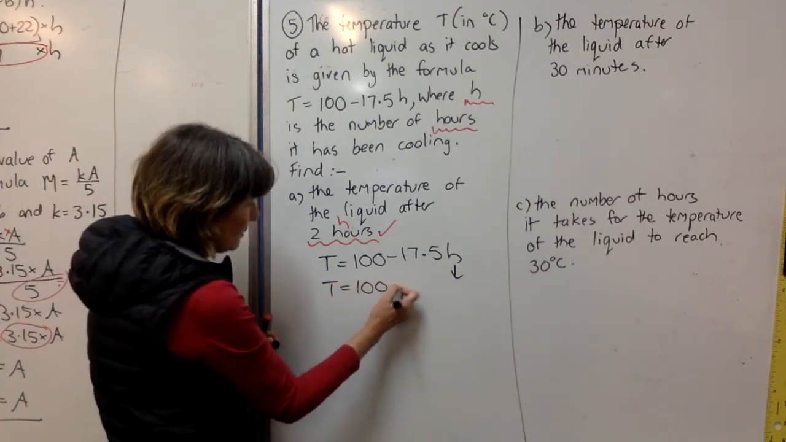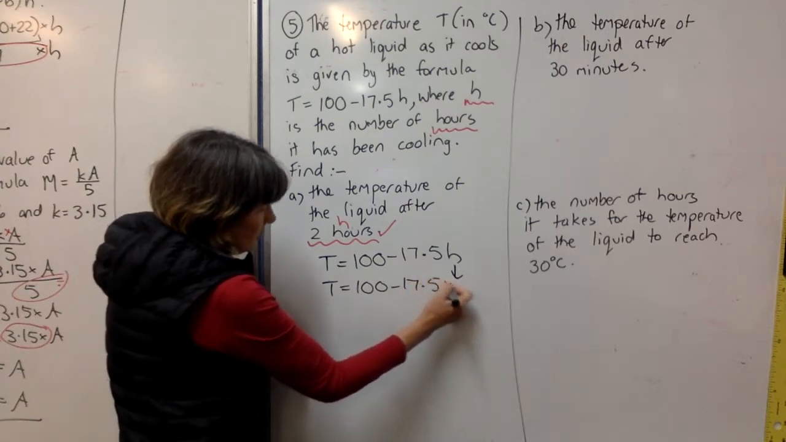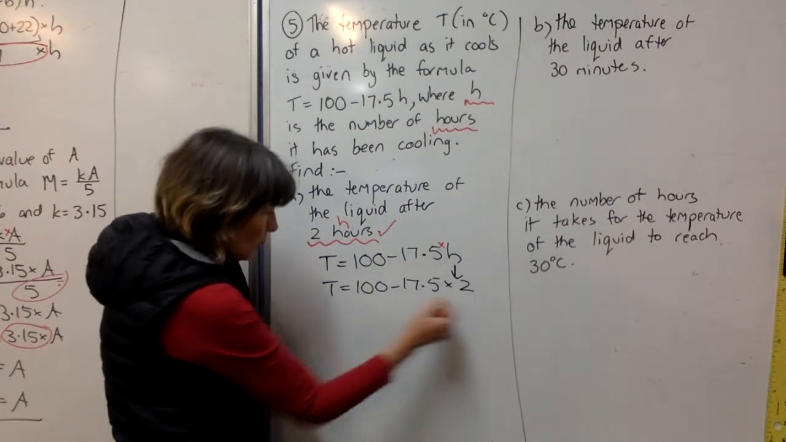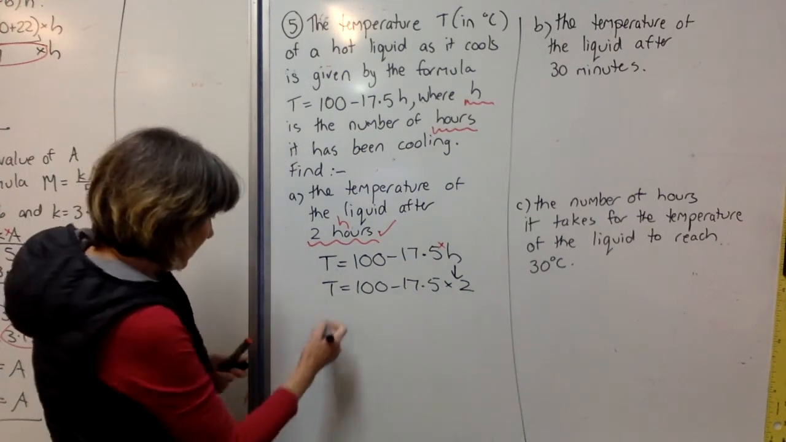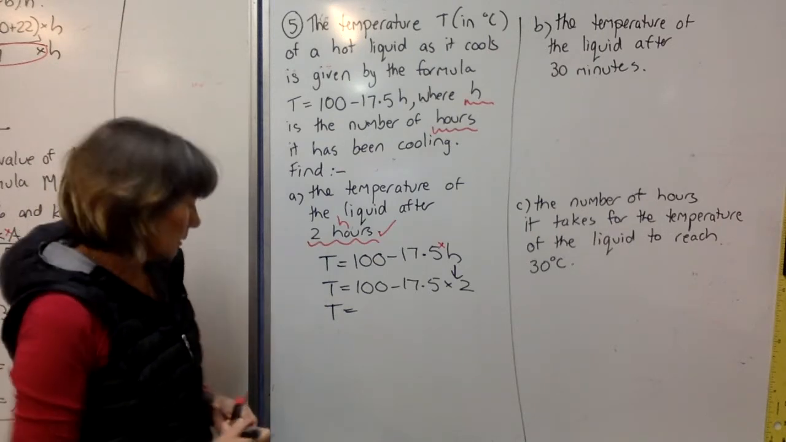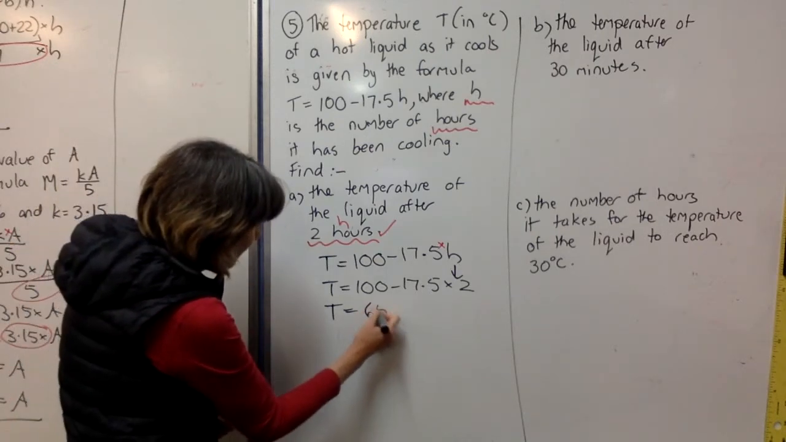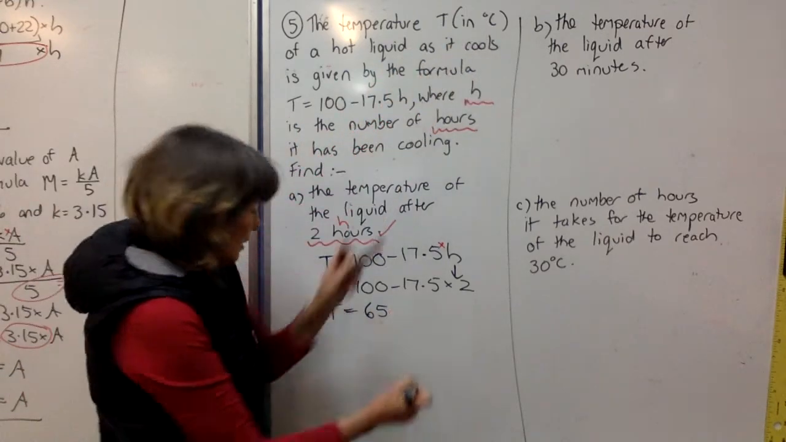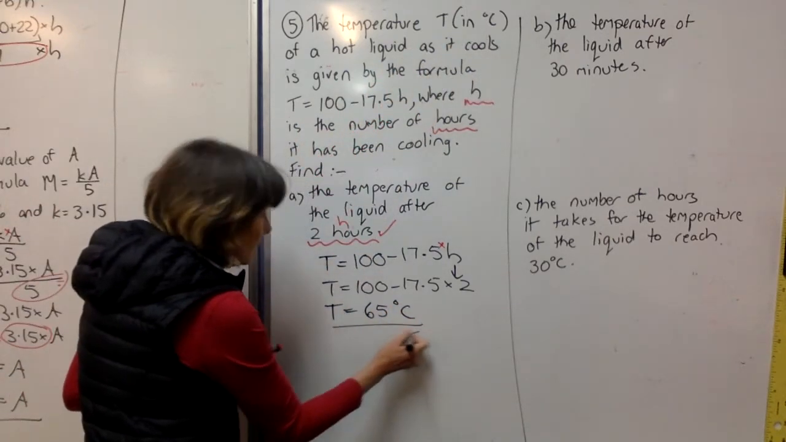Let's write the rest of it. And that's what we have. And this is a pretty easy one because we're just doing all of these numbers straight on the calculator now to work it out. And that will end up being 65. And what's T measured in? Degrees Celsius. So make sure you write that on the end.